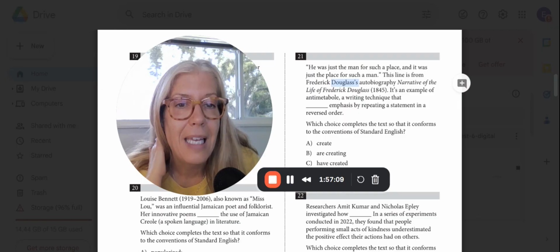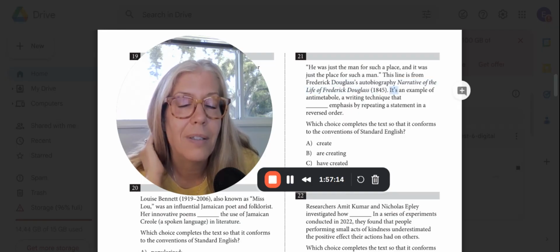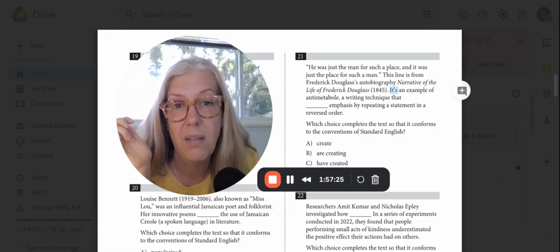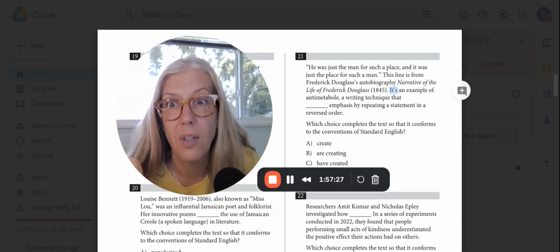1845. It's another thing, this IT apostrophe S. On this test, it's only used as the contraction, it is. It will never be used as a possessive form of a pronoun. It's never going to be its. In fact, College Board doesn't even think that's a word.